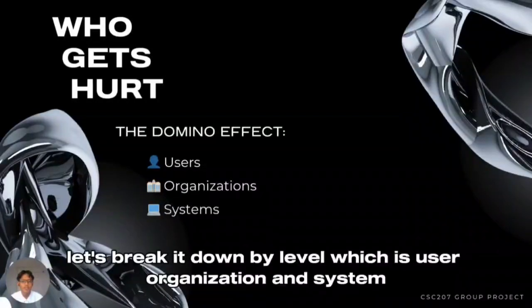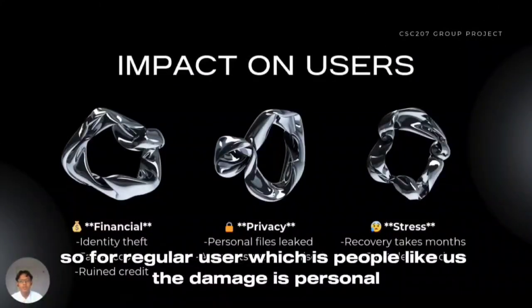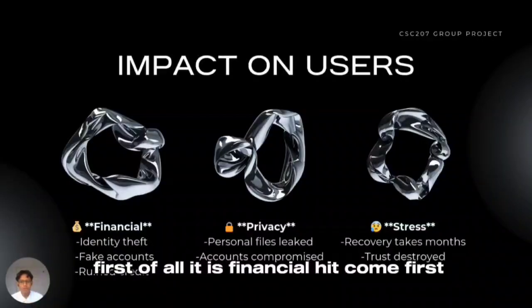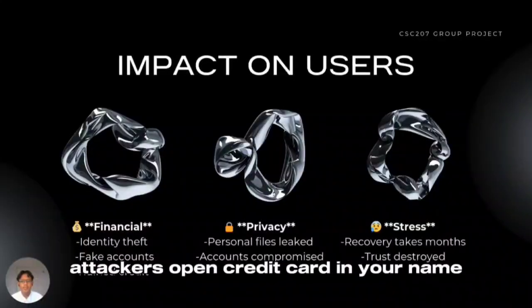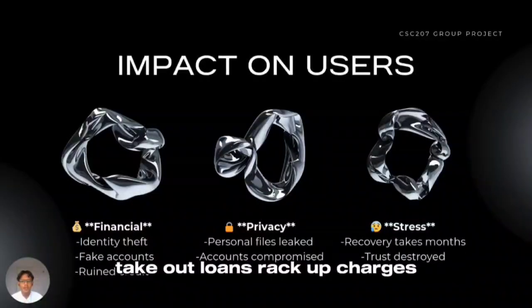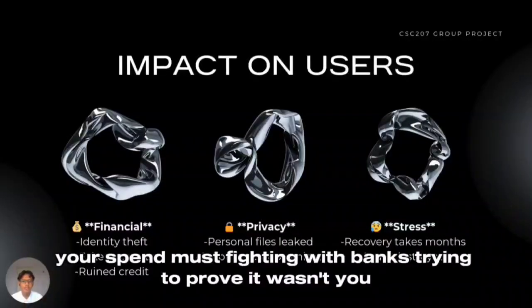Let's break it down by level, which is user, organization, and system. So for the regular user, which is people like us, the damage is personal. First of all, the financial hit comes first. Your identity gets stolen. Attackers open credit cards in your name, take out loans, rack up charges. Your credit score tanks. You spend months fighting with banks trying to prove it wasn't you.